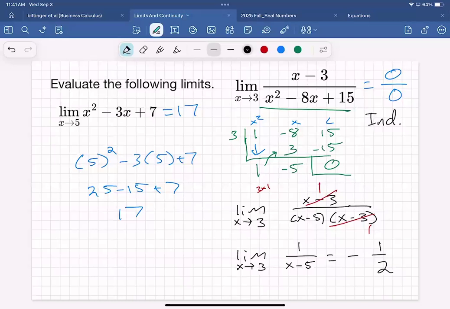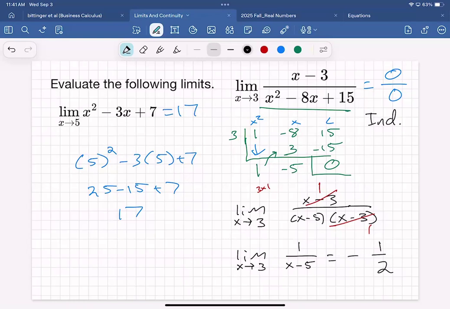Now, can I actually plug in 3 and get -1/2 though? No, so there's a discontinuity here based on the fact that we had to simplify to get this, but that's not what was being asked here. We were just trying to find the limit, okay? The limit exists though, and it equals -1/2.